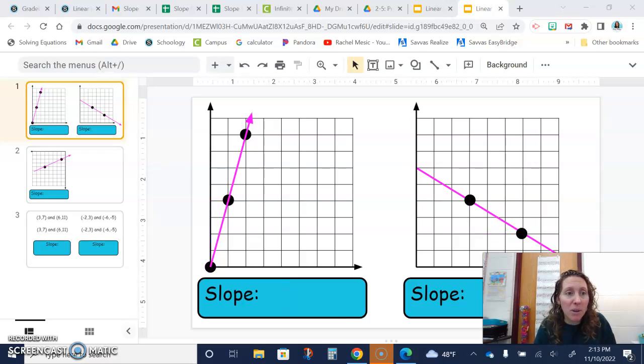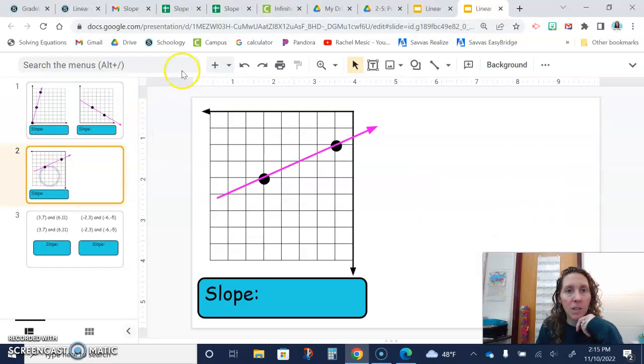All right, there's no easy way to clear the screen here. All right, so here we go.